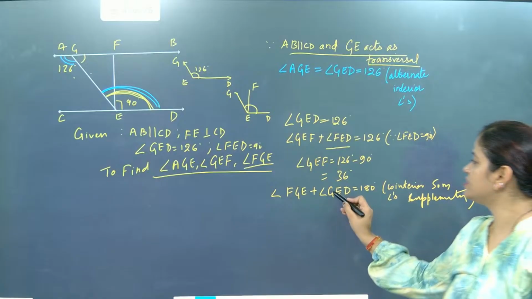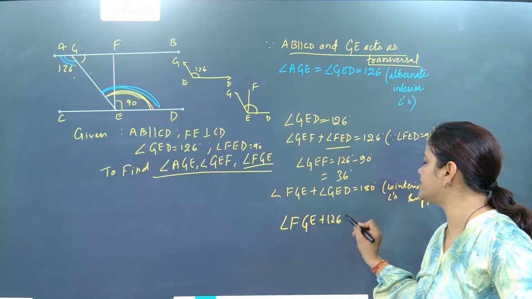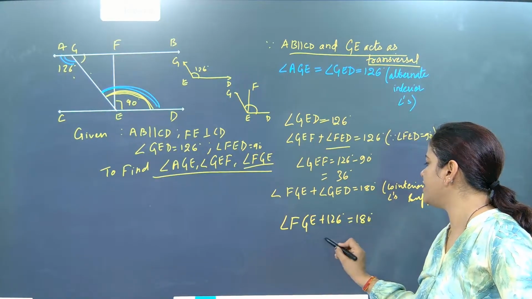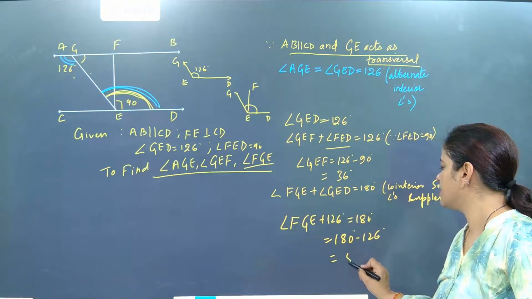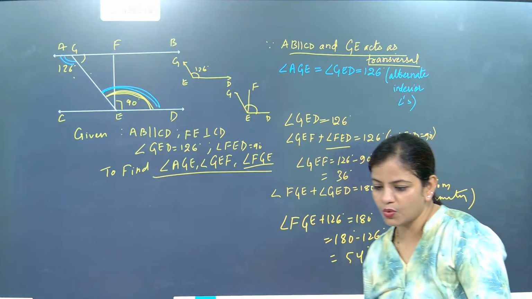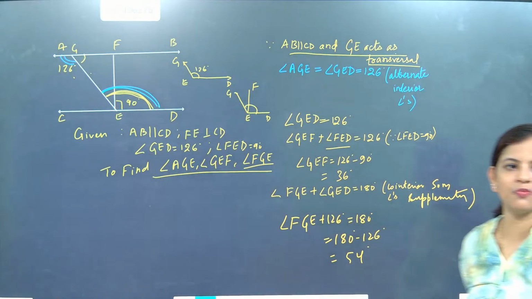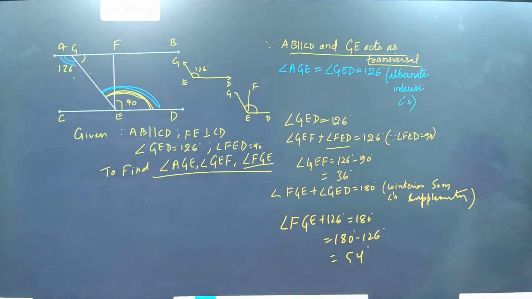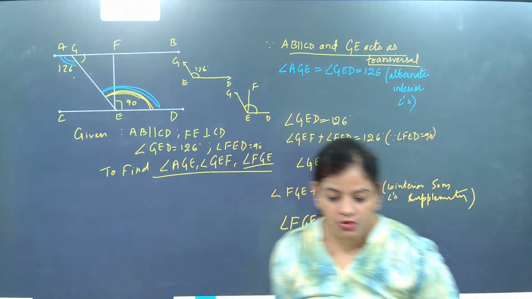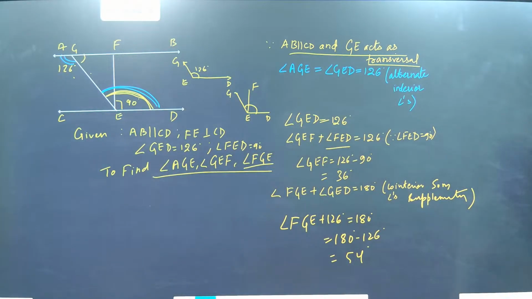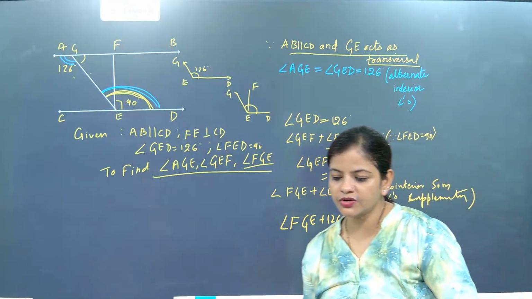Once written, how much is it coming? FGE plus 126 degrees equal to 180. So 180 minus 126, how much is coming? 54 degrees. Absolutely correct. So its answer is 54 degrees. But you must know how to solve, because until and unless you write it fully, it is of no use. You need to analyze this and write it out.